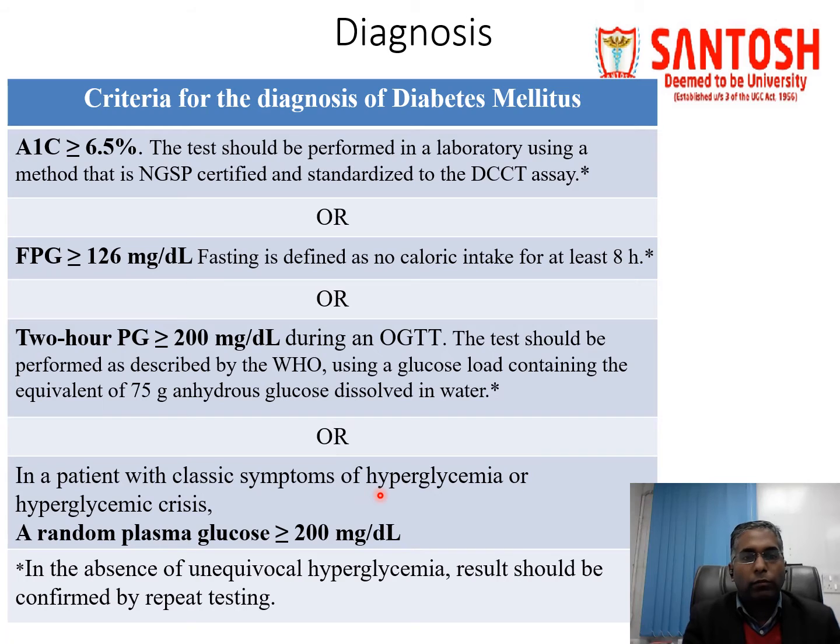Or if a patient has classical symptoms of hyperglycemia like polyphagia, polydipsia, or polyuria, and we find a random plasma glucose of more than 200 milligram, then we can label the patient as suffering from diabetes mellitus.